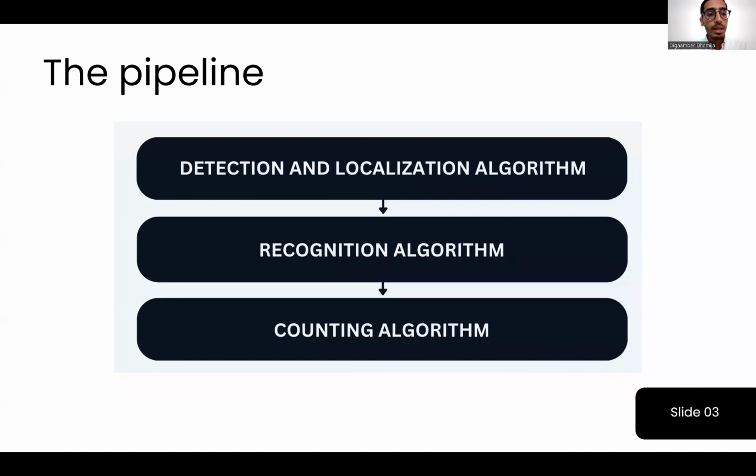So, this is the pipeline that was used in the project. The first was detection and localization stage, the second was recognition, and the third was counting. Let's go over each of these stages one by one.